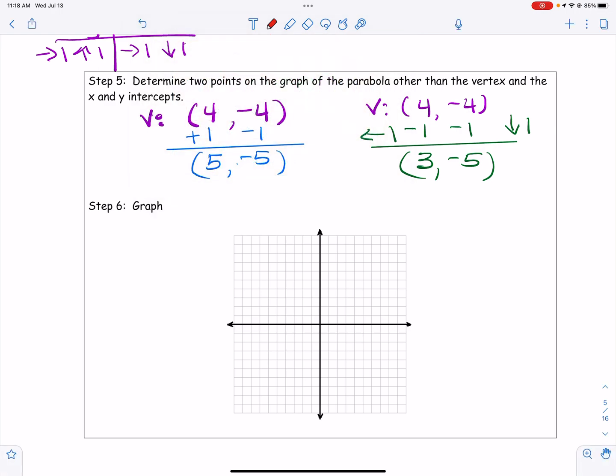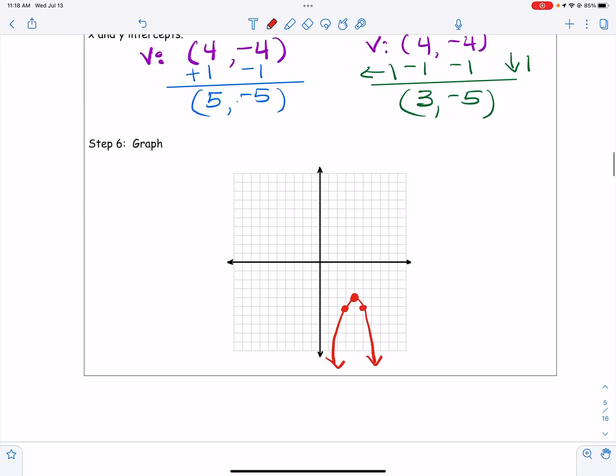Plot your vertex. 1, 2, 3, 4, 1, 2, 3, 4. 4, -4. I'm going to go right 1 and down 1. That's going to make me at 5, -5. And then I'm going to go left 1 and down 1. And that's going to make me at 3, -5. And then I can graph my parabola.